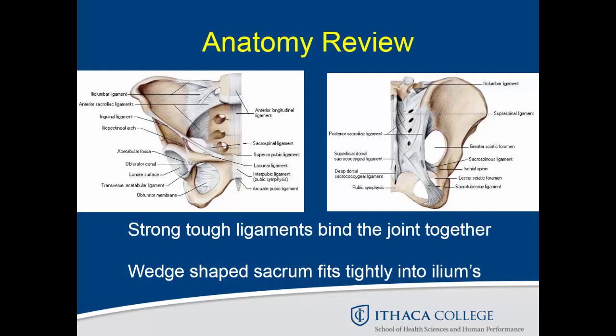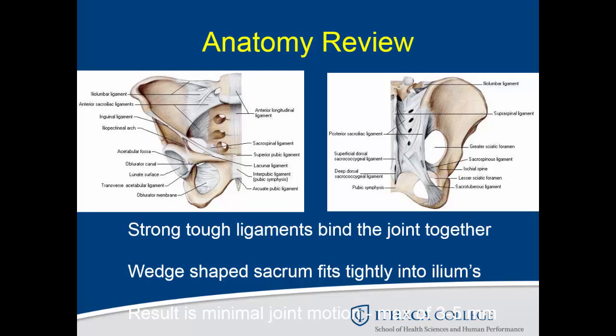The second reason that you see a lot of stability in the joint is you have a wedge-shaped sacrum that fits tightly into the iliums, or again those 2 innominate bones. And so when you have a stable pelvis created by these 2 innominates that receives the wedge-shaped sacrum, that wedge shape almost acts to separate the 2 innominates while the ligaments help to hold it together. The result is that you have a pretty stable and steady SI joint.